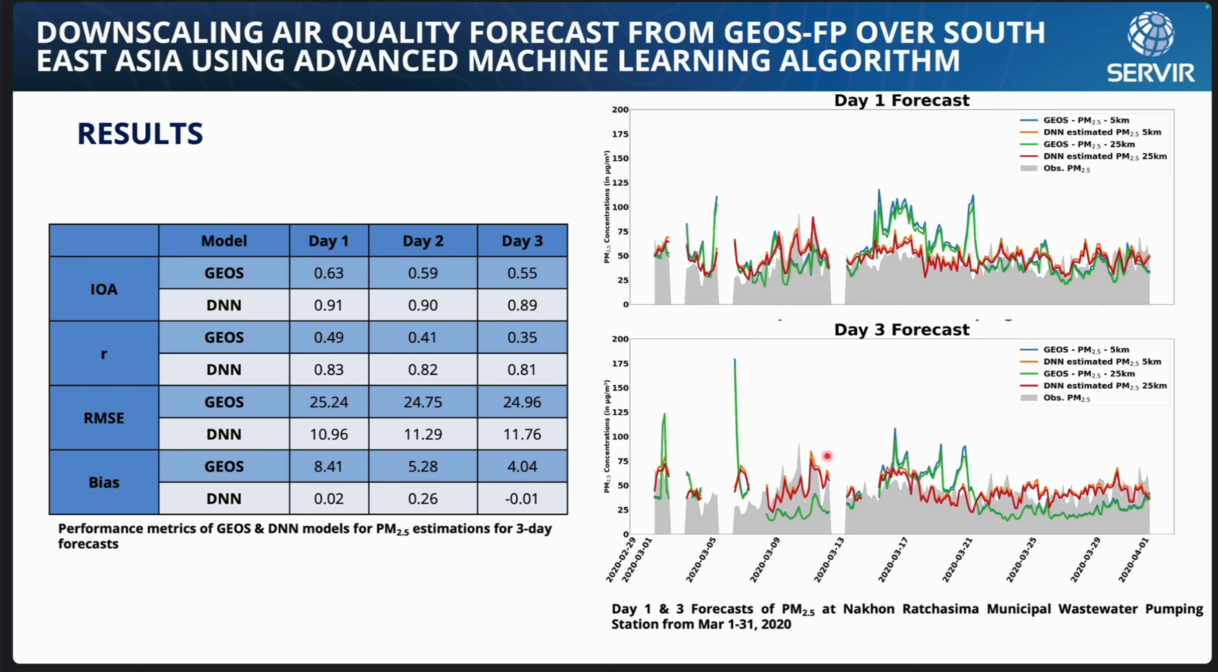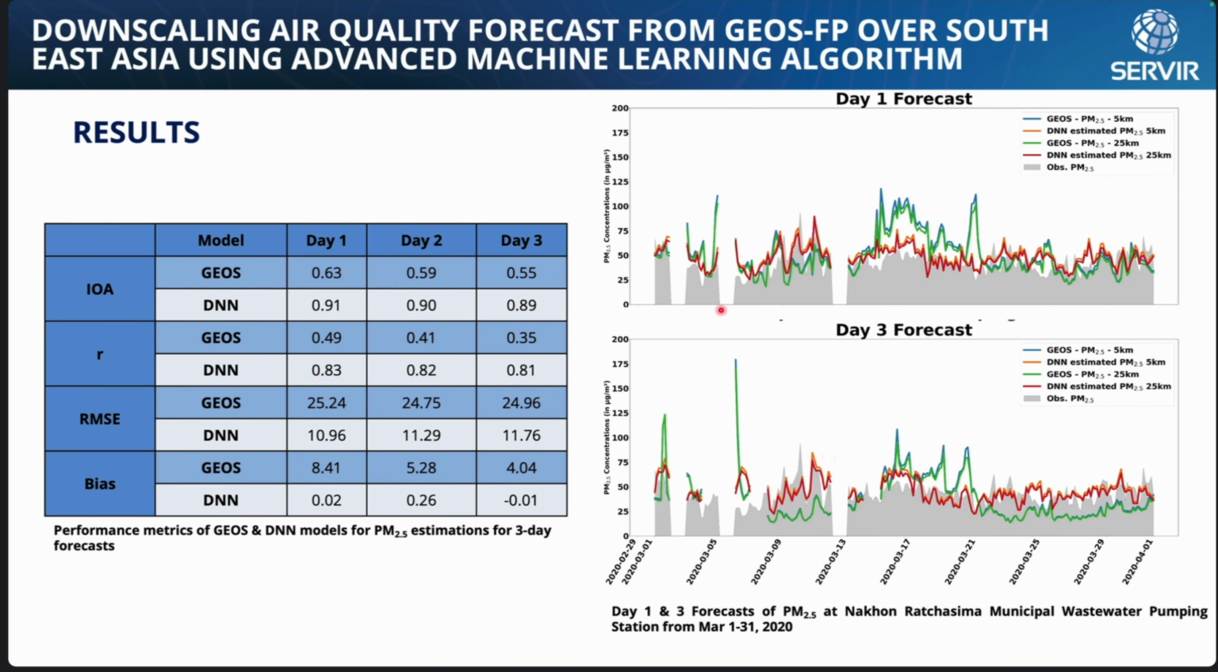Blue and green lines are GEOS PM2.5 estimates at 5 kilometer and 25 kilometer respectively, and orange and green lines are DNN estimated PM2.5 at 5 kilometer and 25 kilometer respectively. The gray color shows the ground measured PM2.5. As you can see in the day 1 forecast, the DNN model was very good at reducing the high biases.